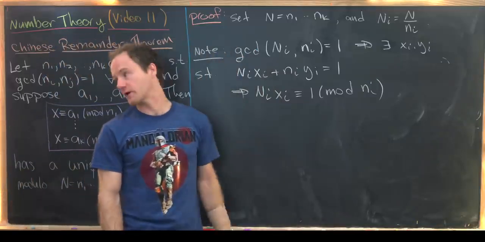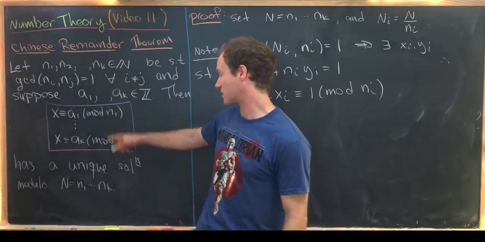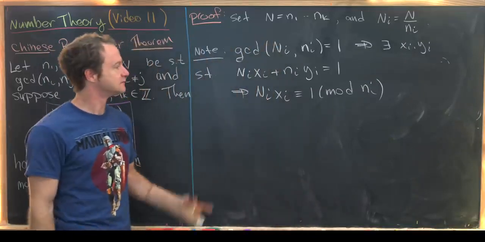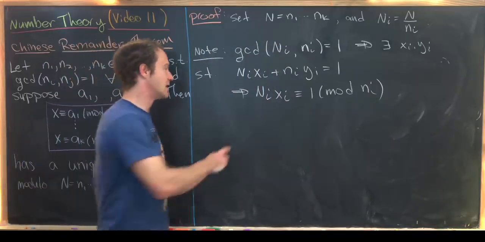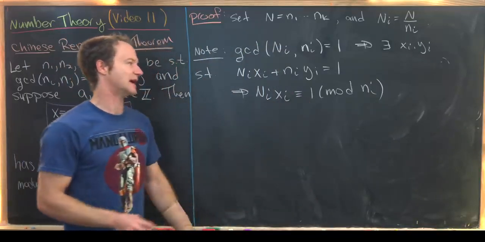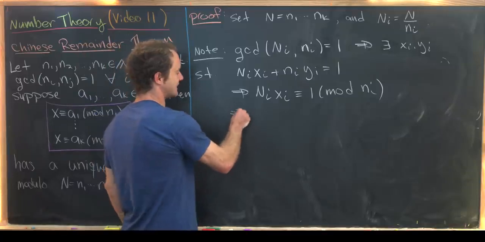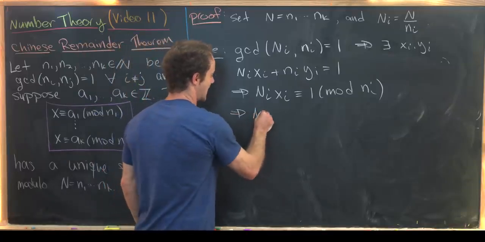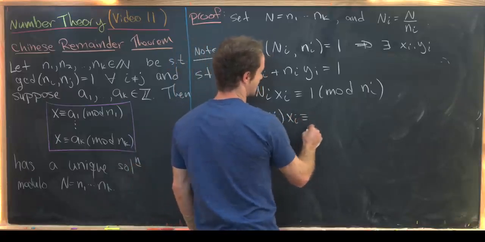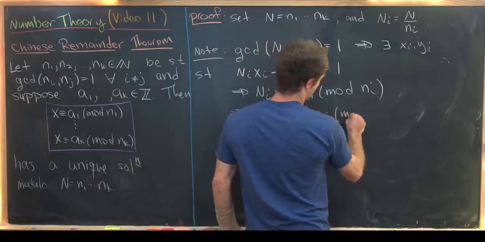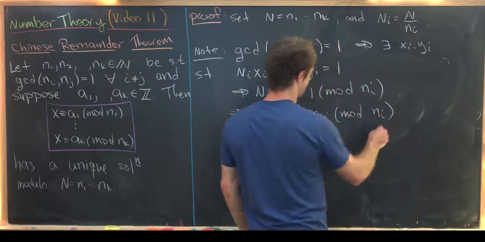But that's not exactly the thing we want. We don't want a 1 over here. We want an ai over here, given what's in this purple box. But we can turn this into the right form just by multiplying both sides of this congruence by ai. So doing that, we get capital Ni times ai times xi is congruent to ai modulo ni.